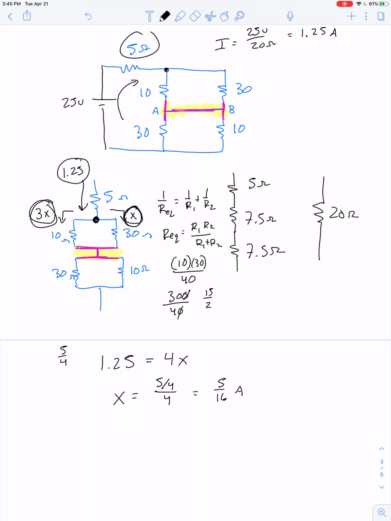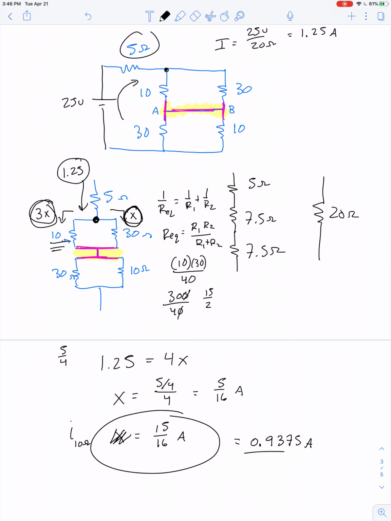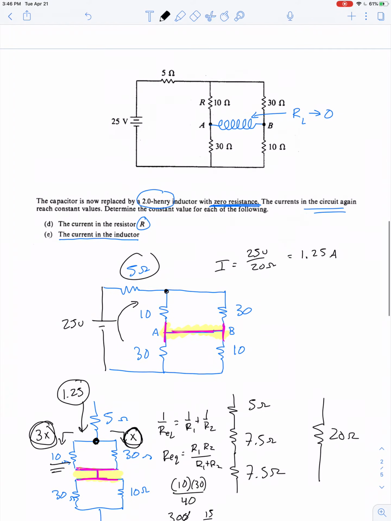But that's the current through the 30 ohm resistor. We want the current that goes to the 10 ohm resistor, so it should be 3 times as much of that. So it should be 15/16 of an amp. We'll call it I subscript 10 ohms is equal to 15/16 of an amp. If you want to grab a calculator and express that as a decimal, 15/16 is equal to 0.9375 amp. Okay, that took a little more work, and that's just our answer to part D.